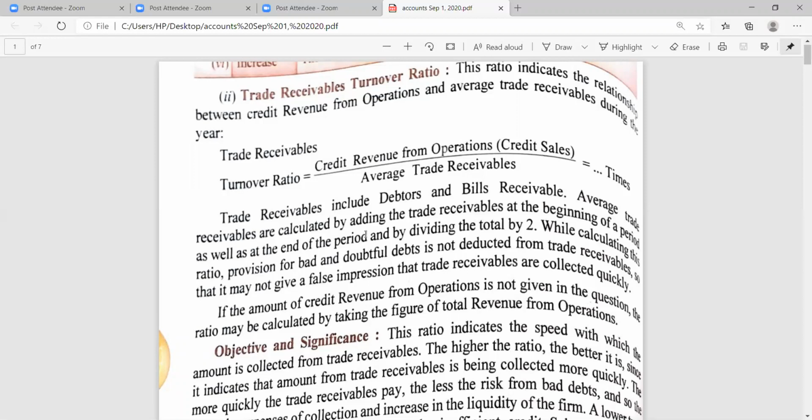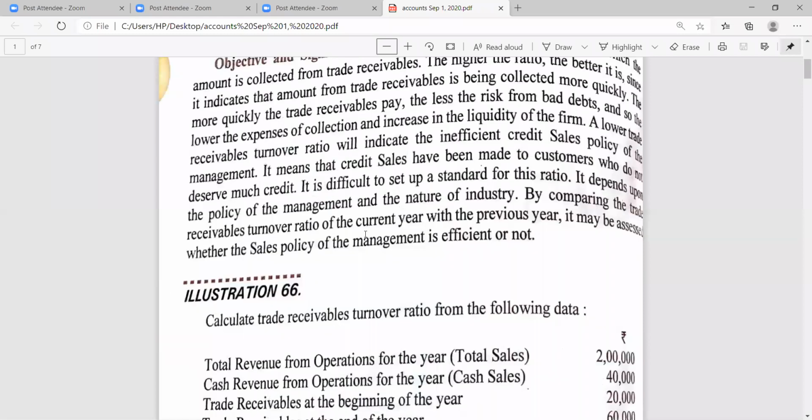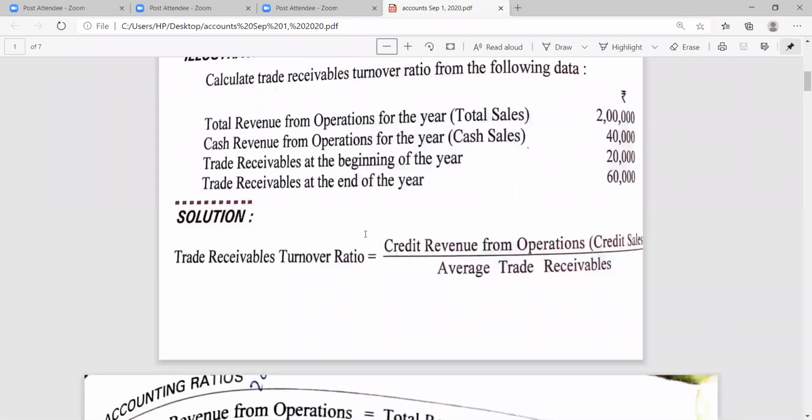So let's come to the practical part, how it is to be calculated. See, in illustration number 66, calculate the trade receivable turnover ratio from the following data. Total revenue from operation for the year, that means total sales, is 2 lakh. Cash revenue from operation for the year, that is cash sale, is 40,000. Trade receivables at the beginning, it means opening trade receivables, are 20,000. Trade receivable at the end of the year, that is our closing trade receivable, is 60,000.